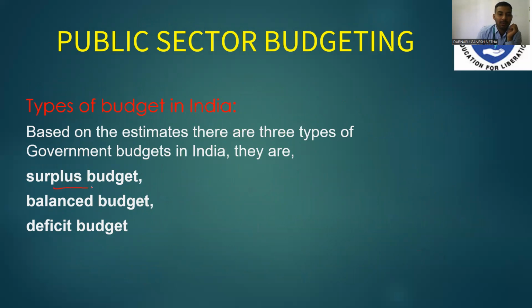First one, surplus budget. Surplus budget is nothing but the amount which is left after spending from the amount sanctioned for any sector. For example, if I sanctioned 10 crore to, let me consider HAL, and the expenditure of HAL is 8 crores, then the leftover amount is 2 crore. That is known as surplus budget, the amount which is left after spending.